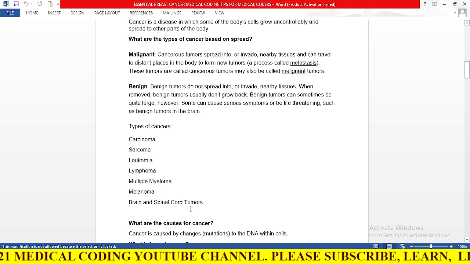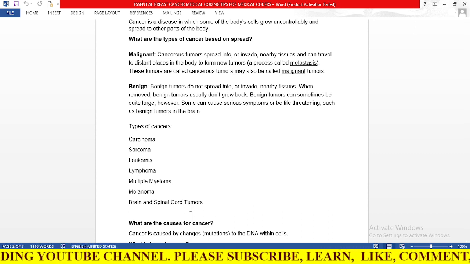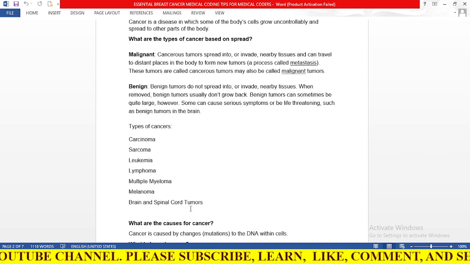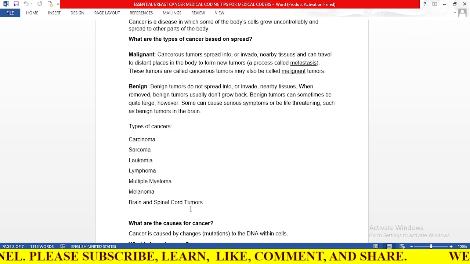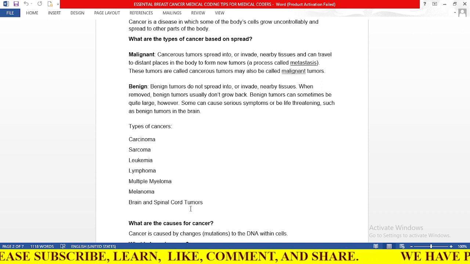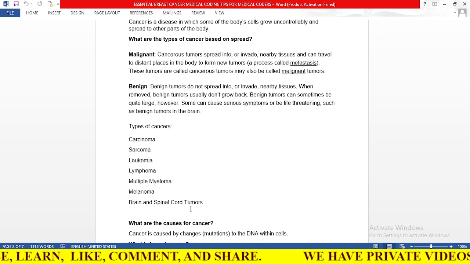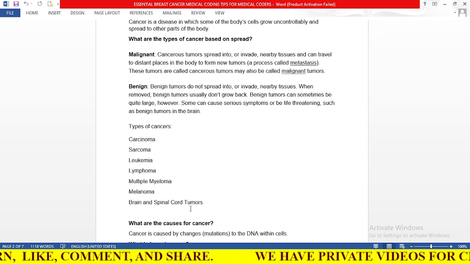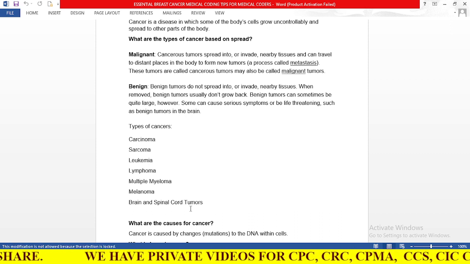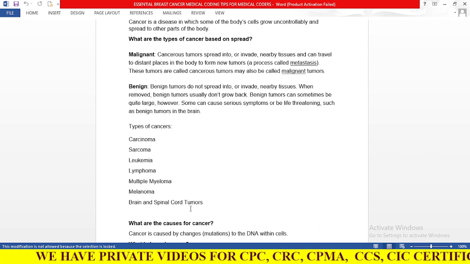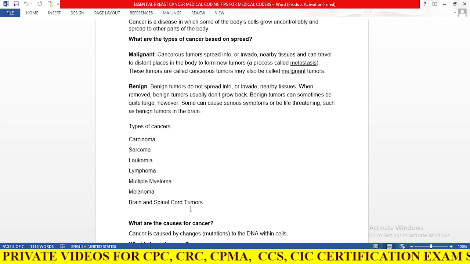Next, what are the types of cancers based on spread? Malignant cancerous tumors spread into or invade nearby tissues and can travel to distant places in the body to form new tumors. Usually we call it metastasis. These tumors are called cancerous tumors and may also be called malignant tumors.